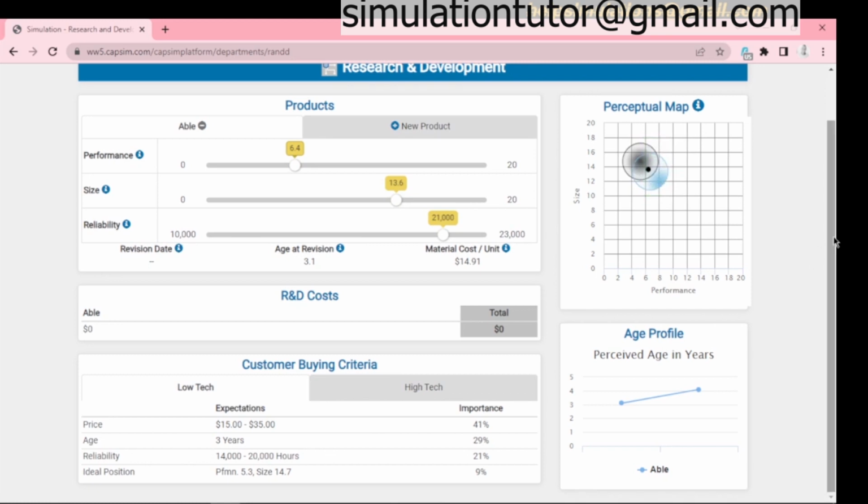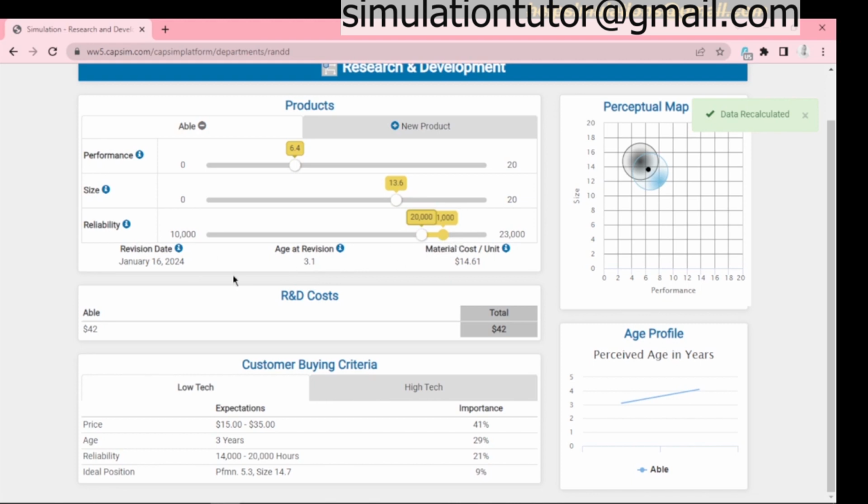So maybe what we'll try to change is the reliability, which is the MTBF. Consumers want a reliability of between 14 to 20 thousand hours. We are at 21, so we have surpassed that. Let's try 20,000 and see what impact it has. We'll set that to 20 and let it recalculate. The revision date is January 16th, and the age at revision is 3.1. By the end of the year, it will be maybe 4.1. I think this is a good decision to make.